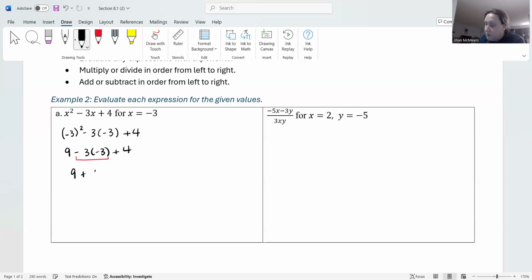So I get 9 plus 9. Don't forget the plus 4 that was there to begin with. And now we're just dealing with addition, so we can just add from left to right. So 9 plus 9 is 18. 18 plus 4 is 22.